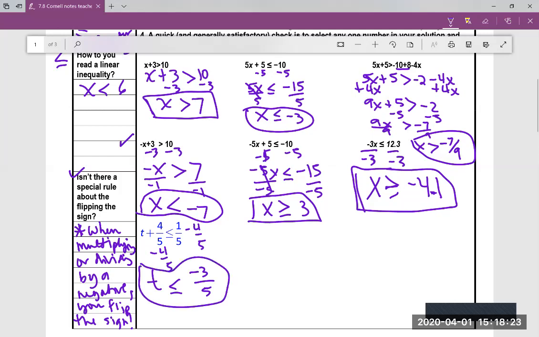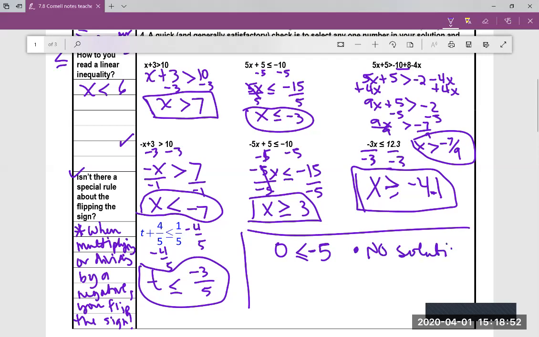Okay, there are two special cases that you'll come across in this lesson. If you do all the math and the variable goes away and you end up with something like this, 0 is less than or equal to negative 5. Okay, 0 is less than or equal to negative 5. That can never be true. Okay, you would choose the no solution option in Hawks.